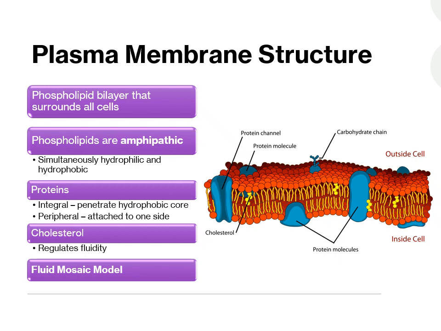Embedded and attached to the membrane are a variety of proteins. These could be integral proteins, which penetrate into the hydrophobic core of the membrane, or they could be peripheral, attached to one side or the other. The proteins aren't randomly distributed throughout the membrane. They're often found grouped for particular functions. We also have cholesterol within the membrane to help regulate fluidity, and we'll look at that more in just a moment. This model of plasma membrane structure is referred to as the fluid mosaic model.